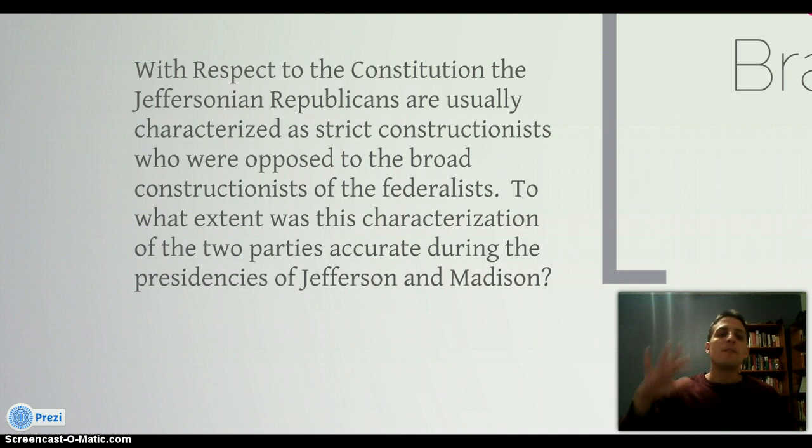So what you want to do is take about 5 minutes, and just read the question, and before you look at any documents, list as many facts as you can remember about it. Strict constructionist, loose constructionist, any acts that were passed, Alien Sedition Act, major things. So you want to come up with a list.